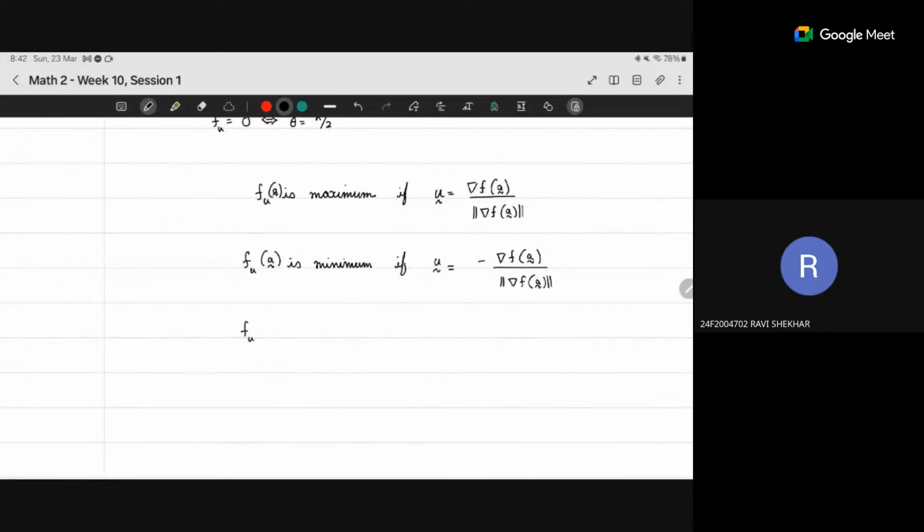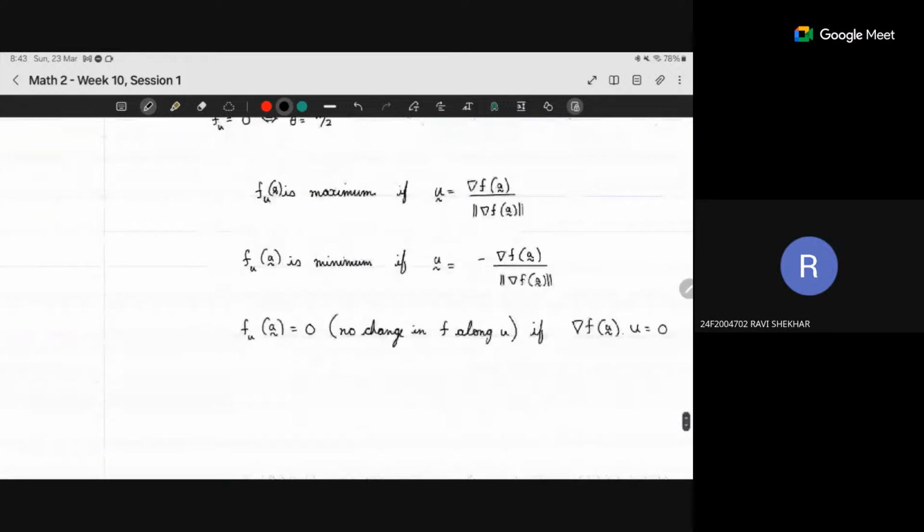And this is equal to 0. Also, you can say that no change. Well, no change is not the precise way to say it. Instantaneously, the derivative is 0 is all that you can say. But I'll just write it as it is: no change in f along u if nabla f dot u is equal to 0. I'm just rewriting this instead of saying theta is equal to pi by 2.